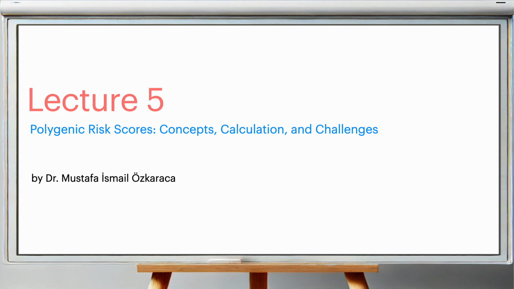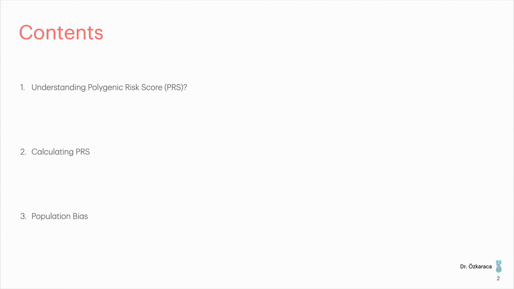In today's video we will talk about polygenic risk scores. We will discuss what a polygenic risk score is, how it is measured, and conclude with an essential issue in polygenic risk score calculations, population bias, which is essentially the heterogeneity problem I mentioned in the meta-analysis video from the previous lecture. So let's get started.